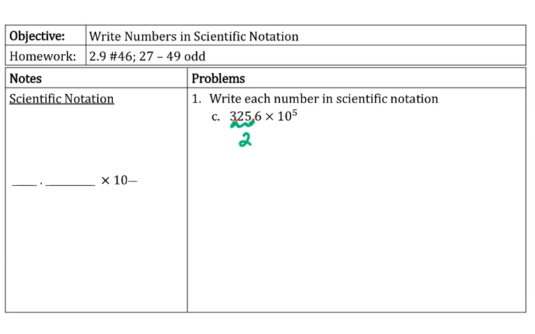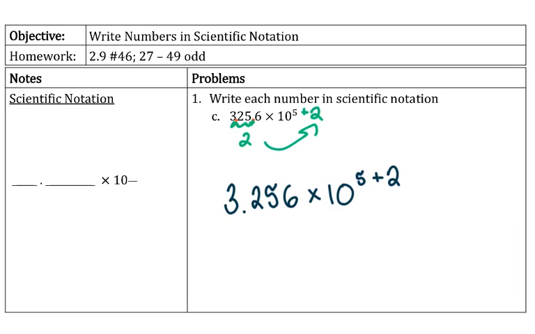Now, since we know that 325.6 is bigger than the number that we want in our scientific notation, that means that we're going to add those 2 to our exponent, because remember, spaces are the same as the exponent. We plug that in there. So when we rewrite this number in scientific notation, 3.256 is our new decimal, times 10 to the 5 plus 2 for those additional 2 spaces we had to move the decimal point. So our final answer is 3.256 times 10 to the 7th.